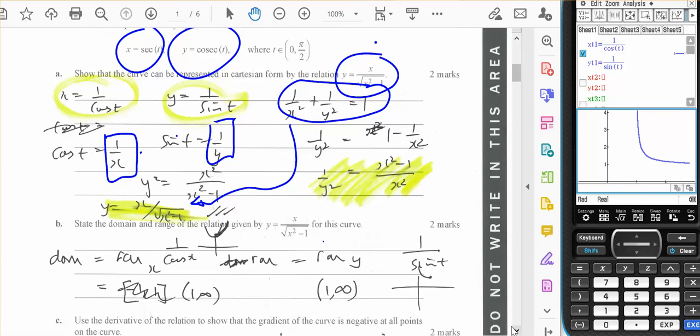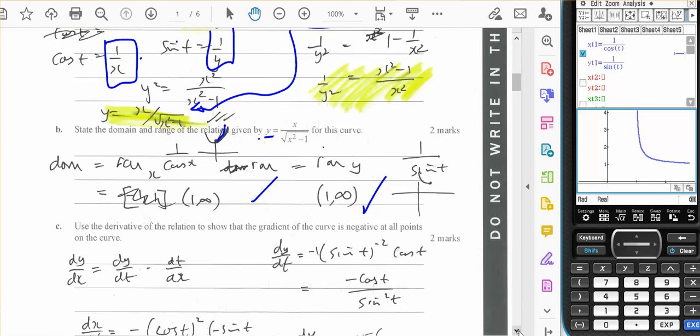Part B, state the domain and range of y. Well, the domain will be the range of the x component, and the range of this will be 1 to infinity, because it's the reciprocal of cos. The range of y will be the range of this here, which will be 1 on sine, so that's also 1 to infinity.